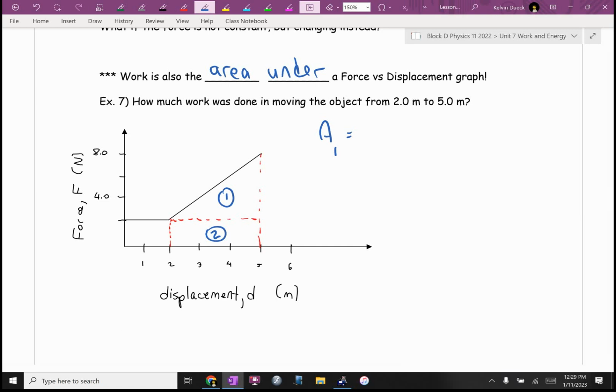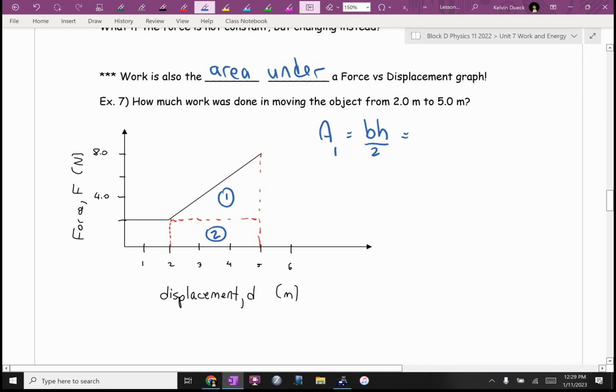Anybody know the formula for the area of a triangle? Gerard. It's a half base times the height. I'm lazy, so I write it as base times height over 2. I don't bother writing the 1 part of the half.